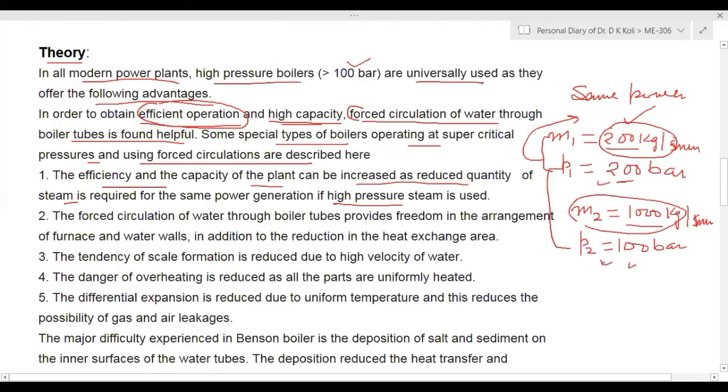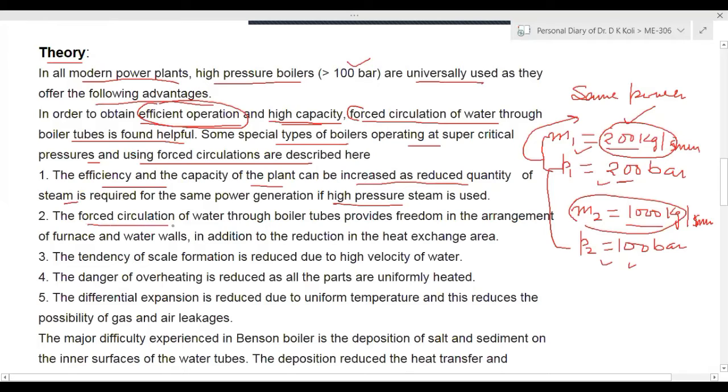If the boiler is operating at a higher pressure, it will require a smaller quantity of steam. So this is the advantage of using high pressure in the boiler. I have taken these figures roughly, just to understand the difference made by using high pressure steam.